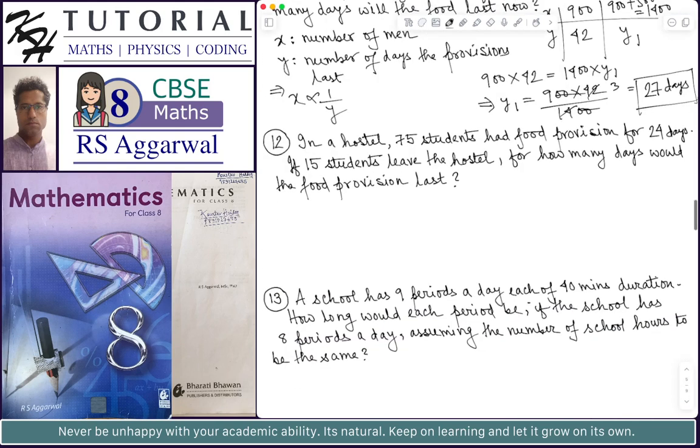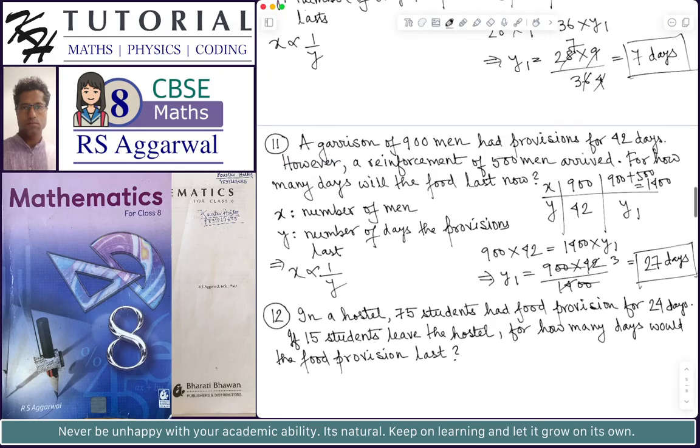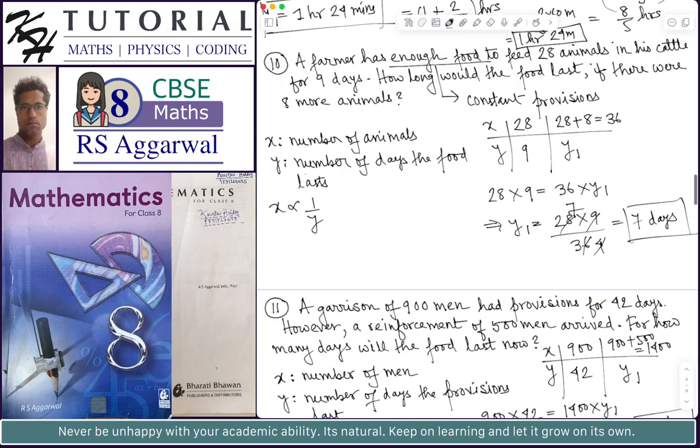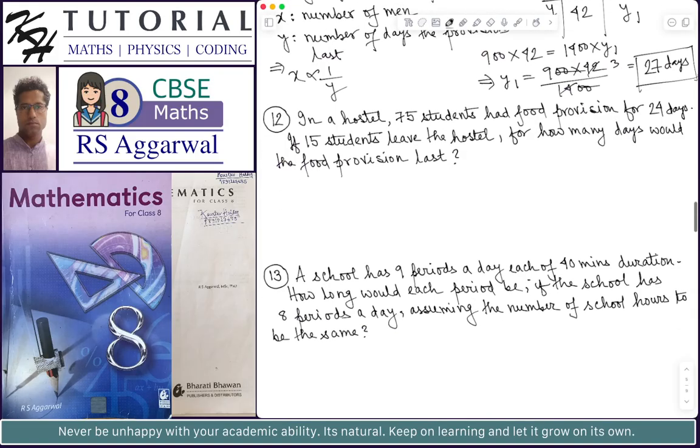Okay. Question number 12. In a hostel, 75 students had food provision for 24 days. So this is the same kind of problem, that is men and provisions. That is, a certain amount of food is available for a certain number of people. Now those people could be students, men of a garrison, or even animals on a farm. So in a hostel, 75 students had food provision for 24 days. If 15 students leave the hostel, for how many days would the food provision last?